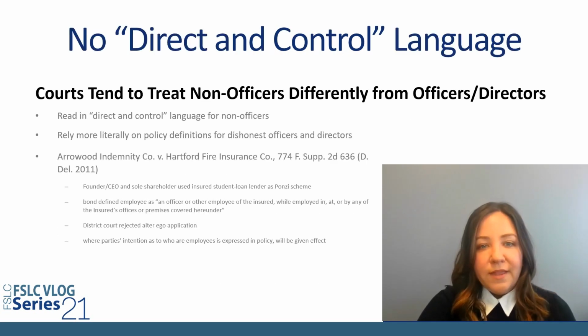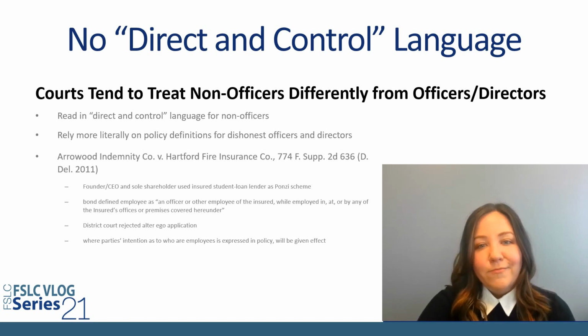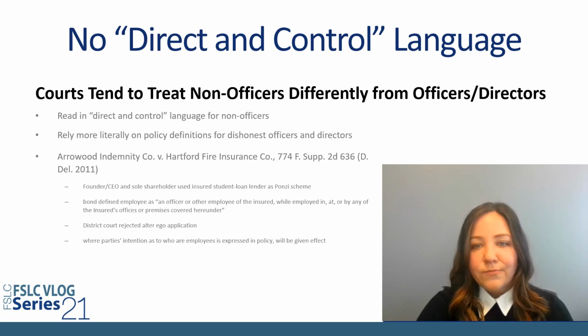While modern bonds generally incorporate direct and control language, and courts have relied heavily on the bond's express terms in determining coverage issues, bonds and policies without express direct and control language have forced courts to look elsewhere, with somewhat incongruous results. When the dishonest employee is a regular non-officer or director employee, courts tend to read in direct and control language to their analysis. However, when a dishonest officer or director is involved, the courts rely more literally on the policy language and definitions.